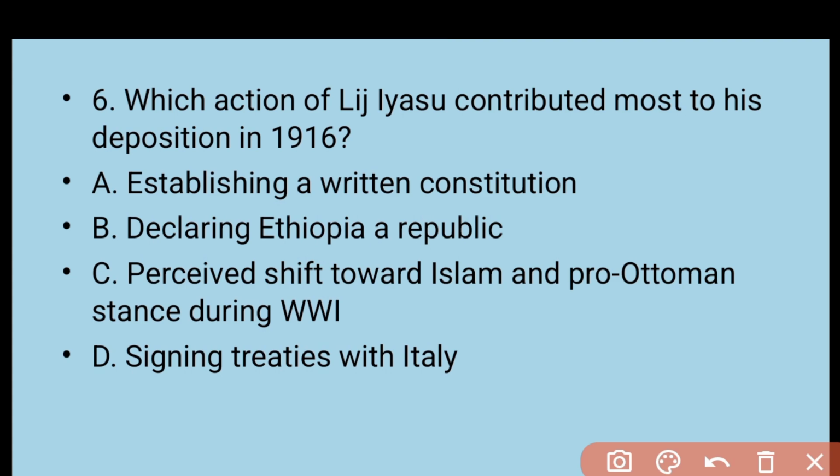Question number 6. Which action of Lij Iyasu contributed most to his deposition in 1916? A. Establishment of a written constitution, B. Declaring Ethiopia a republic, C. Perceived shift towards Islam and pro-Ottoman stance during World War I, D. Signing treaties with Italy. The right answer is C. Perceived shift towards Islam and pro-Ottoman stance during World War I. Even he was with Germany, pro-Germany.